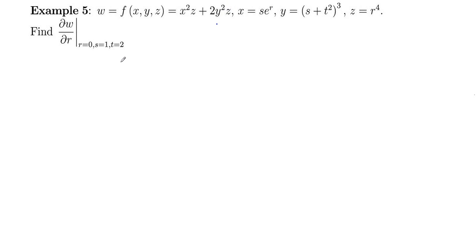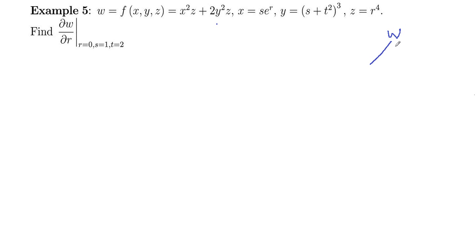All right, last example of the day here. We've got a function w that depends on three variables now. We want dw/dr at r is 0, s is 1, and t is 2. So let's go ahead and draw our tree diagram for the chain rule.